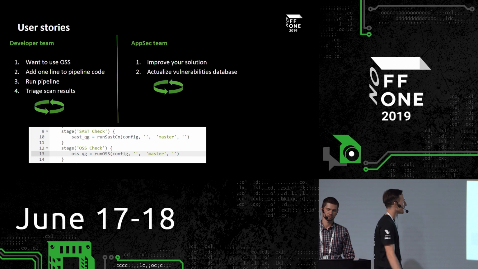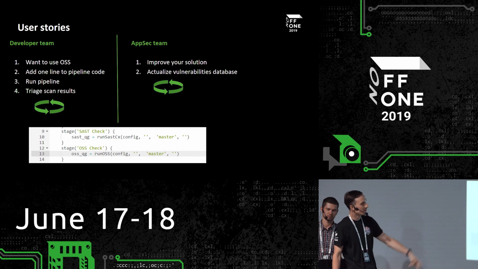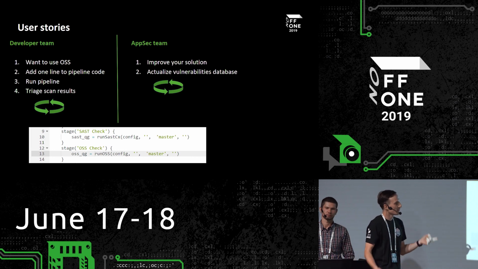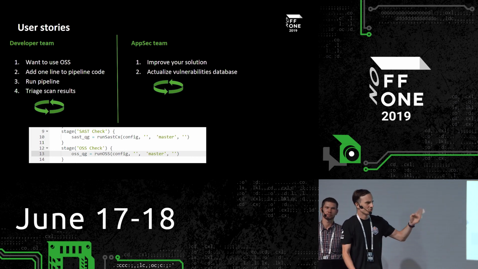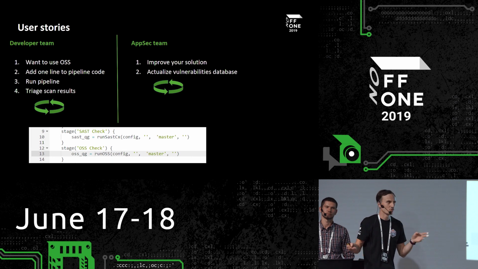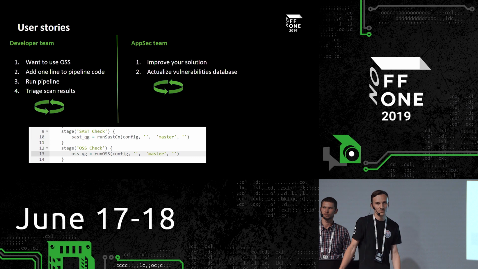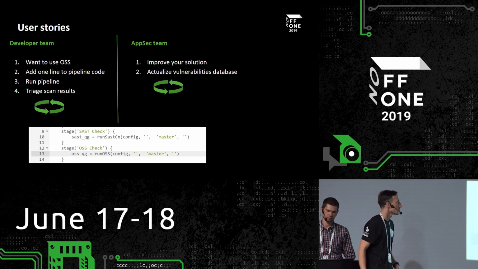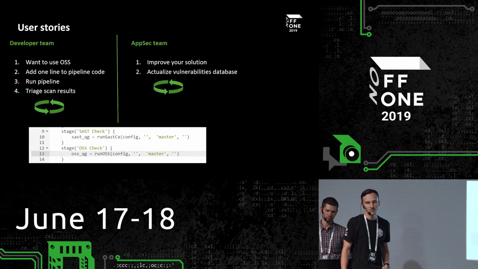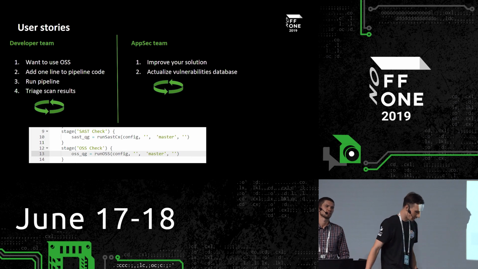They need to add one string to their config saying run SCX, then the system sends the config, runs SCX, and takes the repository or the branch or the hash commit. Now you just need to copy this line, change the function name, and now they are integrated with OSS practice.